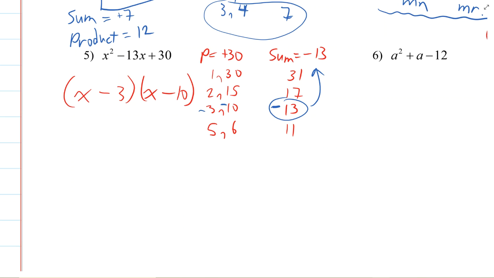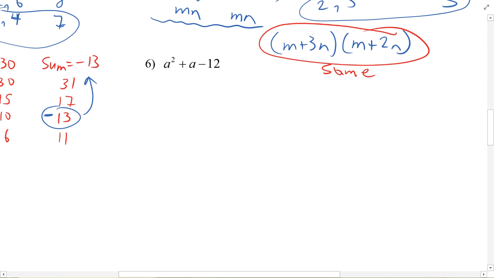Okay, so this works. Here we have two negatives, and they, of course, multiply to a positive 30, right? The product is a positive 30, and our sum is the negative 13. A little bit weird when you get two negative numbers. Now let's go after 6. 6 is going to be different because this is the first time that we have a negative number.